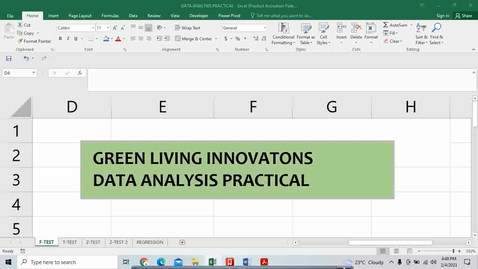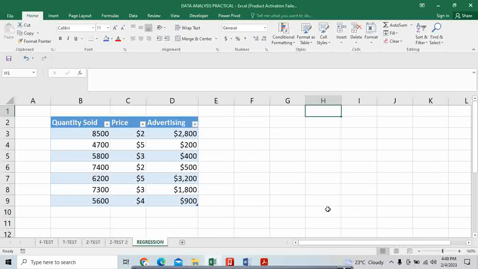So this is Green Living Innovations Data Analysis Practical. In today's discussion, I'm going to discuss how financial entities and experts can use regression to analyze financial statements, and how you can determine if the business is moving or not. So why not jump onto the PC and start the work?